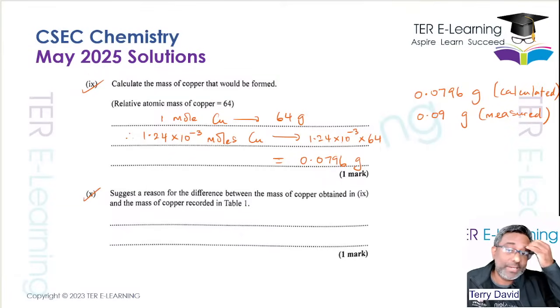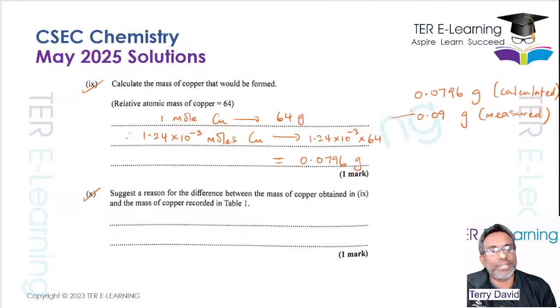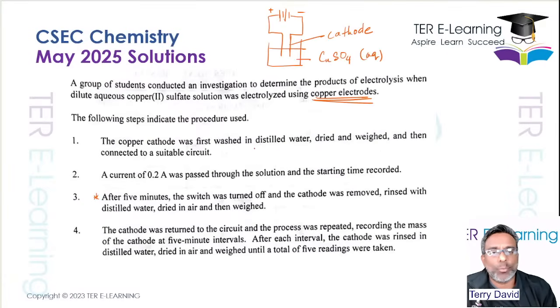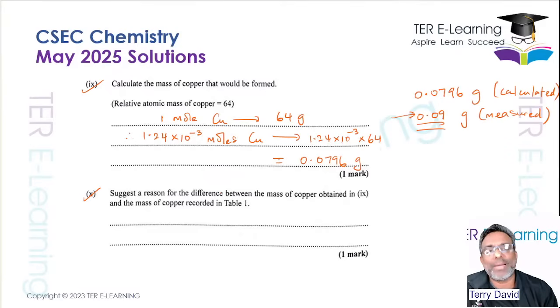Now the question is saying, suggest a reason for the difference between the mass of copper obtained and the mass of copper recorded. So this is the actual measured here. And you'll notice that this number is actually bigger than the calculated. So that means we have some extra mass inside it, and that could occur for different reasons. If you read the procedure, it said that they washed with distilled water, dried, and then weighed. Now the thing is, if it was not dried completely, if there's any water whatsoever inside there, it means that my measured mass is going to be greater than the calculated mass.